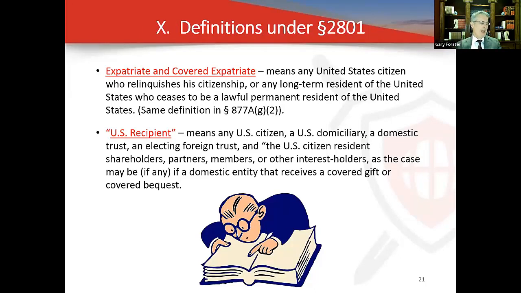This just goes back to some of the basic definitions. We've already covered who is a covered expatriate. The reason we included this slide was the U.S. recipient. It's not just a person, it's any domestic trust, any kind of domestic partnership, partner, etc. It's pretty much anybody who gets an asset from a prior expatriate or a covered expatriate, let's say, and it never expires.